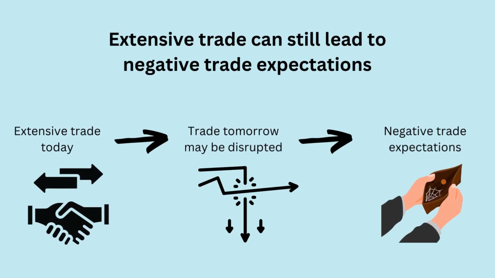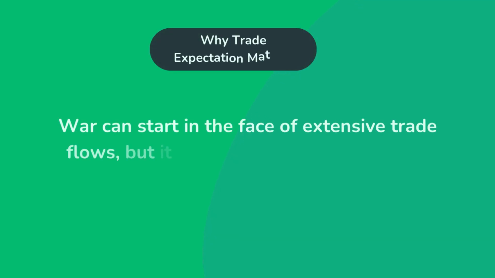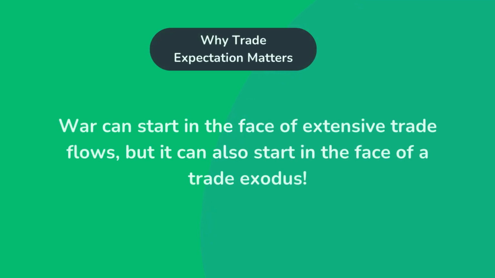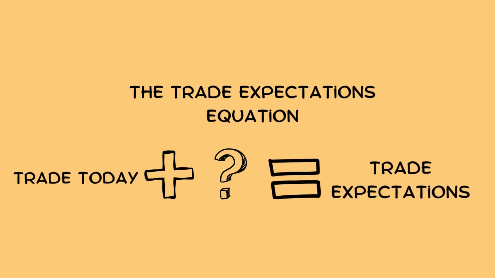If there's extensive trade today, but political leaders expect trade flows to be disrupted, it could be in their interest to invade their former trading partner to obtain those resources. This means that war can start even in the face of extensive trade flows. But it also means that economic isolationism can still be a deterrent to war if political leaders expect there to be high trade flows in the future.